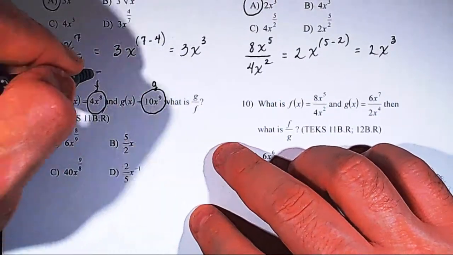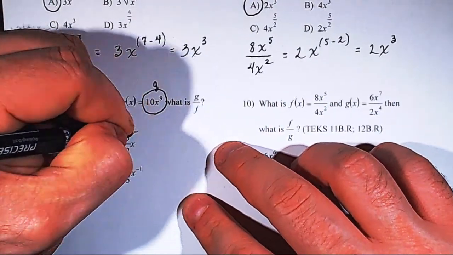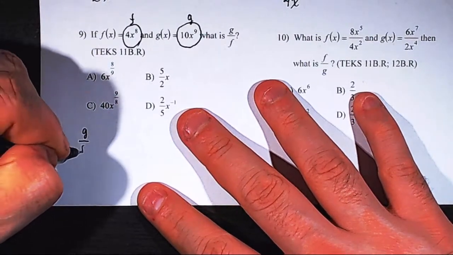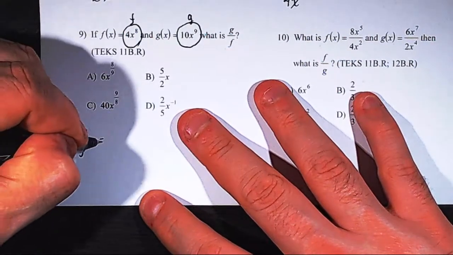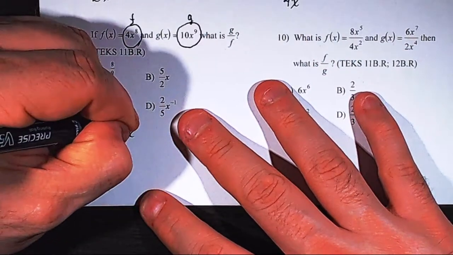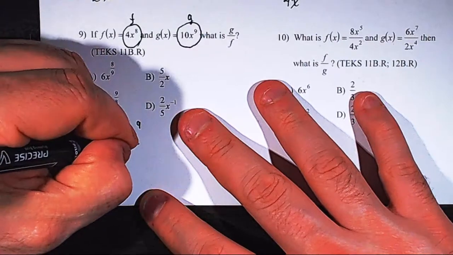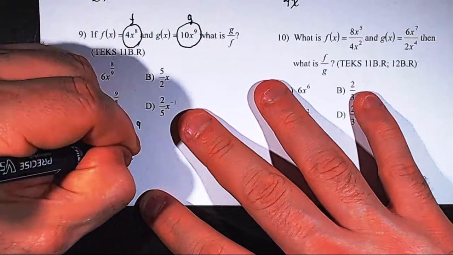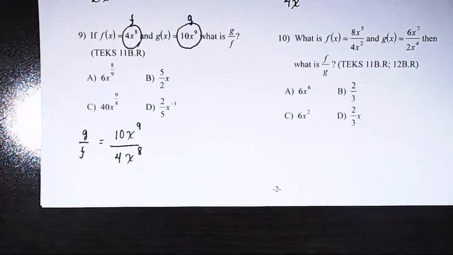A real common mistake here would be to divide f by g, but look what it says, divide g by f. So g divided by f, well, you can write it down here, g divided by f equals 10x raised to the 9th power divided by 4x raised to the 8th power.